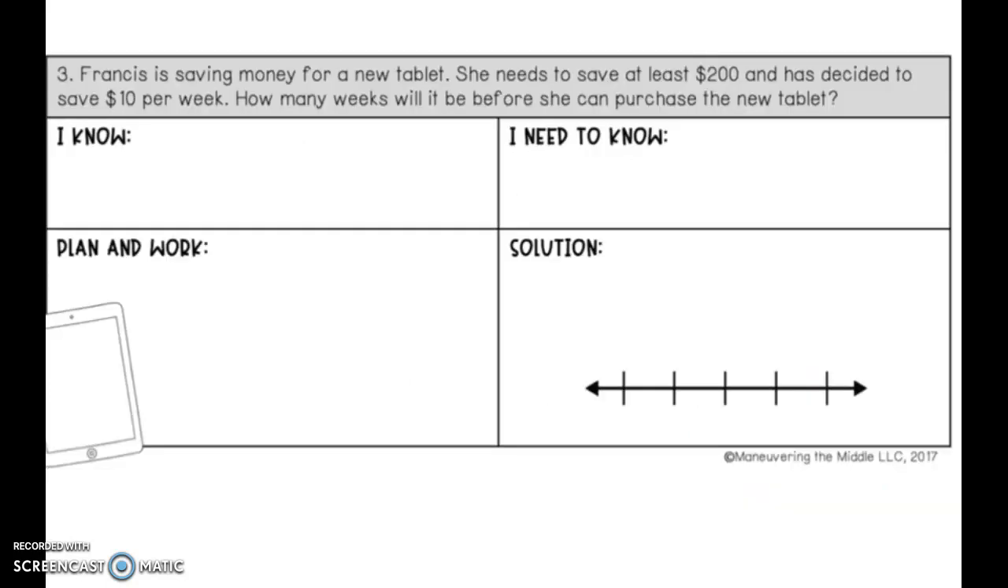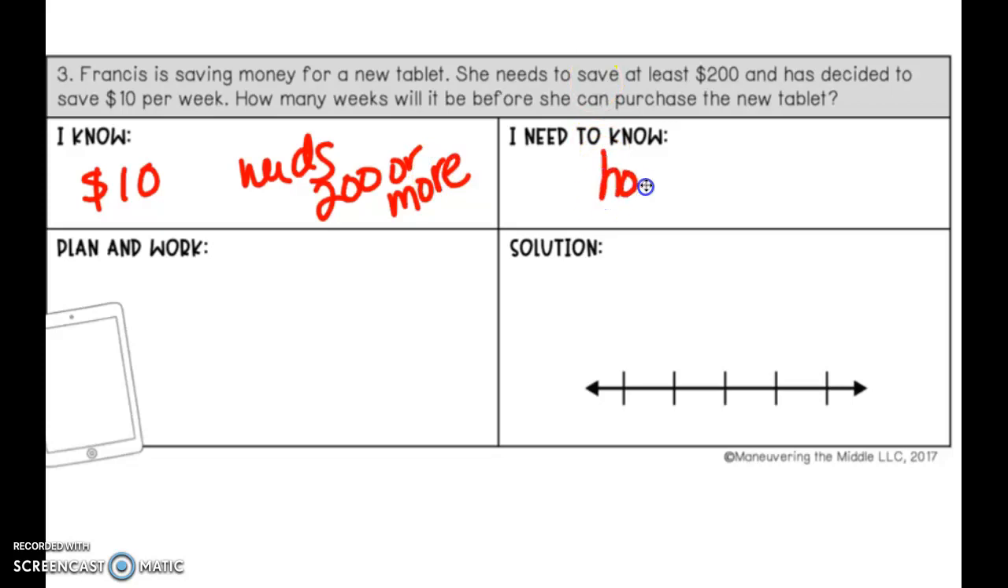All right, same questions, but here we go. Frances is saving money for a new tablet. She needs to save at least, so remember, at least means 200 or more, and has decided to save $10 per week. How many weeks before she can purchase her new tablet? So I know she's saving $10 per week, and she needs 200 or more dollars. Okay, what do we need? How many weeks she needs to save?